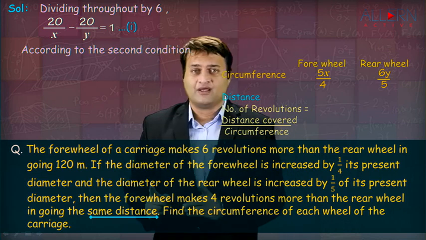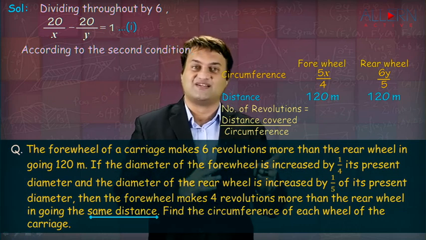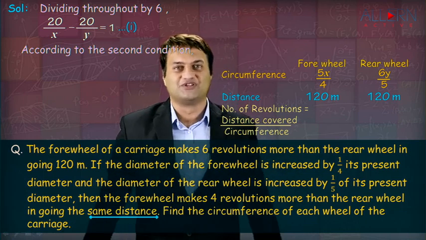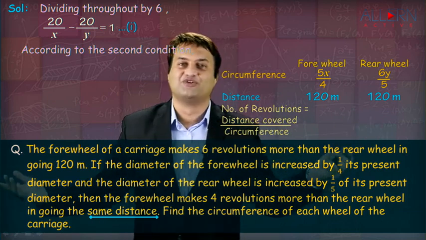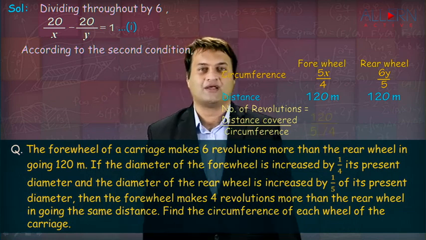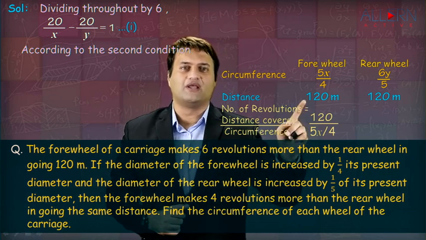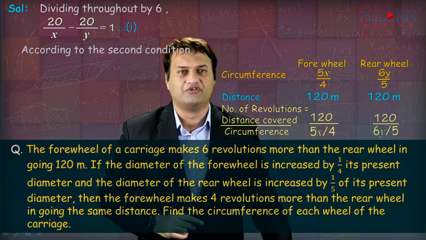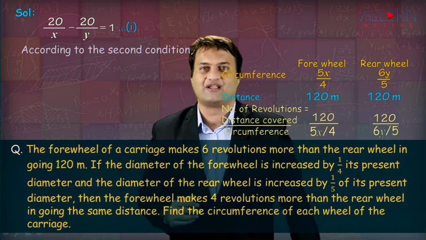Now it is given that they are covering the same distance. When we say same distance, the distance again is 120 meters each. Now it's time for us to find the number of revolutions. We got the circumference, the distance is given to us. So what remains is the number of revolutions, and for that we'll be using the formula. Just take care of the calculations here. In the forewheel, the number of revolutions will be 120 upon 5x upon 4. So this 4 will go to the numerator. And similarly, the rear wheel will be 120 upon 6y upon 5. 5 will go to the numerator. So what exactly will we get?